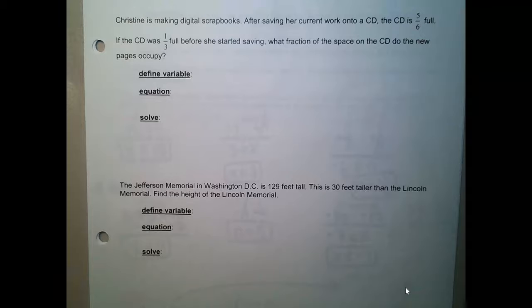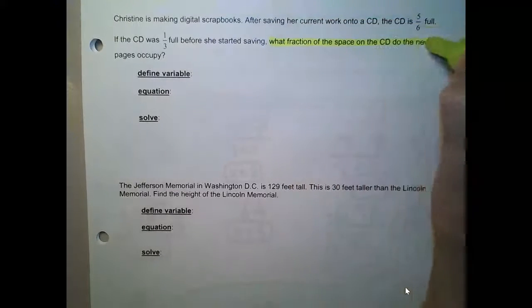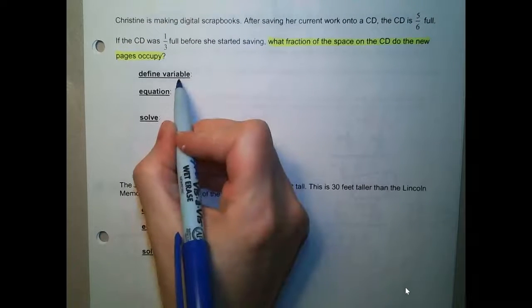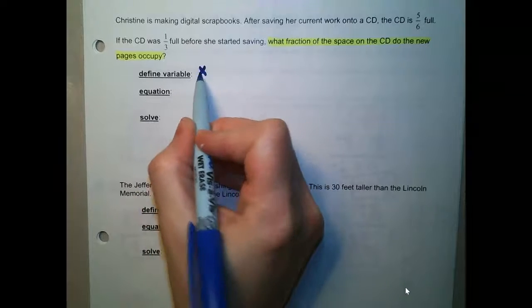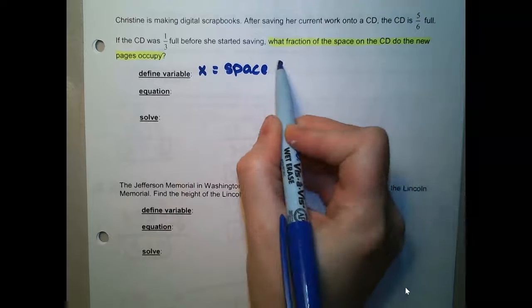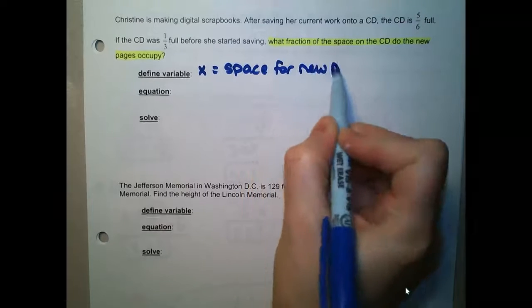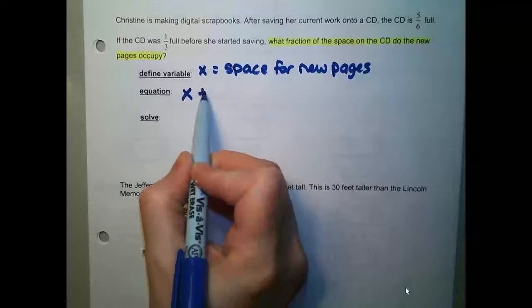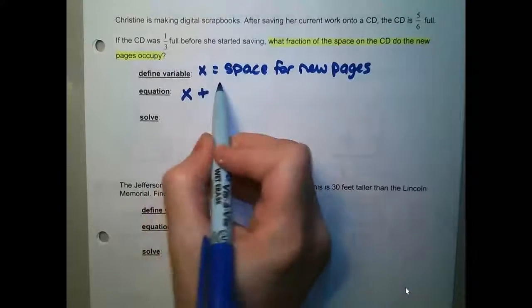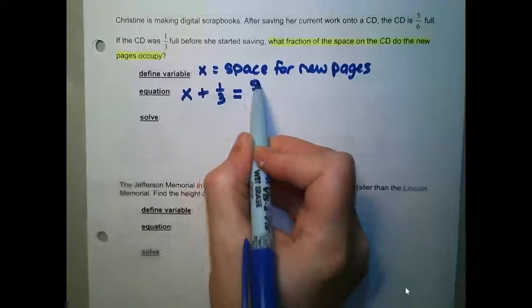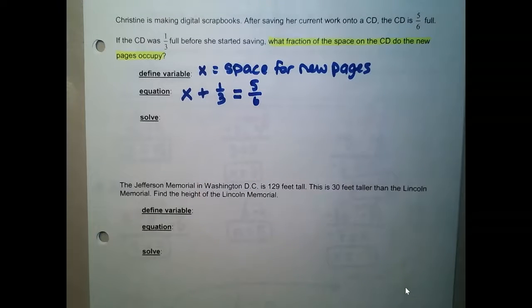So what's the thing that we don't know? The easiest way to do that is look for the question or the question mark. What fraction of the space on the CD do the new pages occupy? That's the thing we're looking for. That makes it our variable. So we might say X equals space for new pages. So the space for the new pages plus there was already some stuff on the disk when we started, the 1/3, and now it equals the 5/6 full that we currently have.